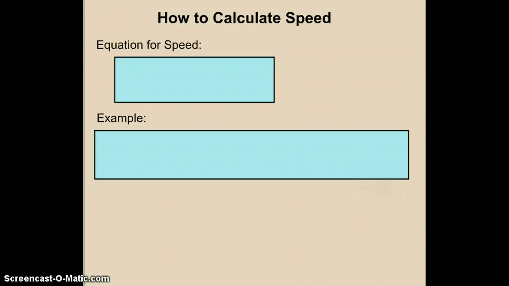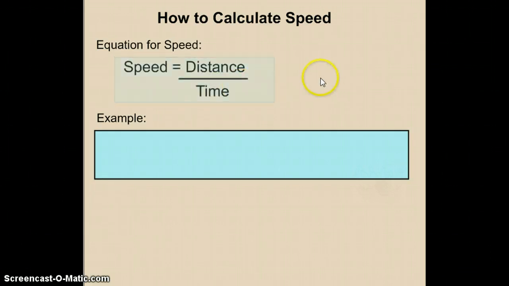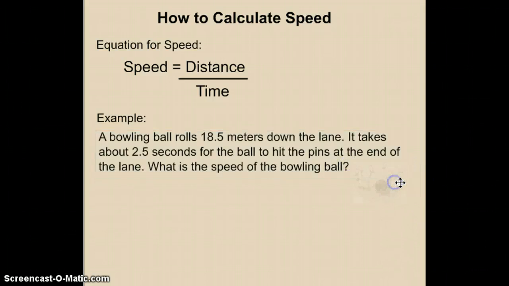First, we need to look at the equation for speed. When we're talking about speed, it's how fast or how slow an object is going, how far it's moving in a given time. So our speed is distance over time. And we're going to do a sample problem here together.